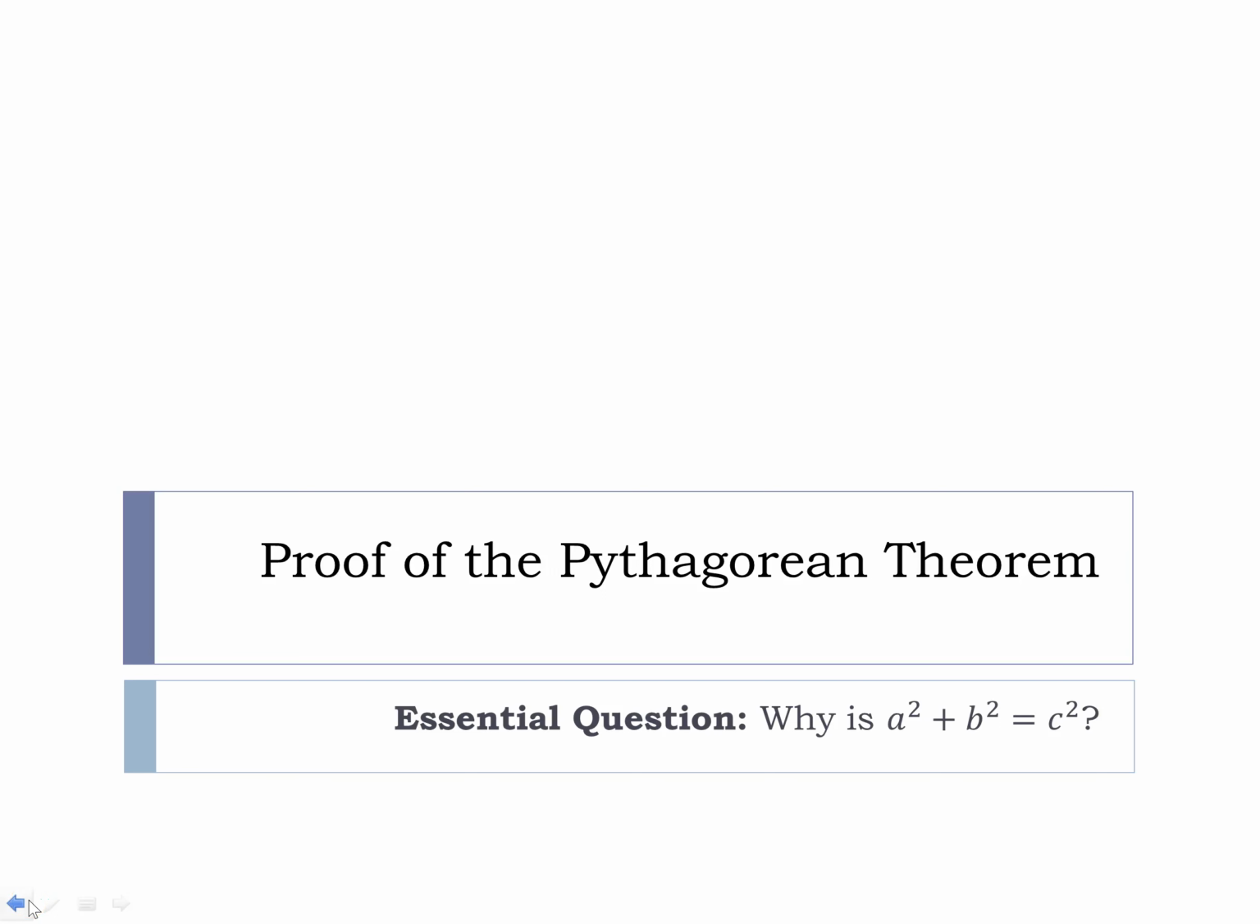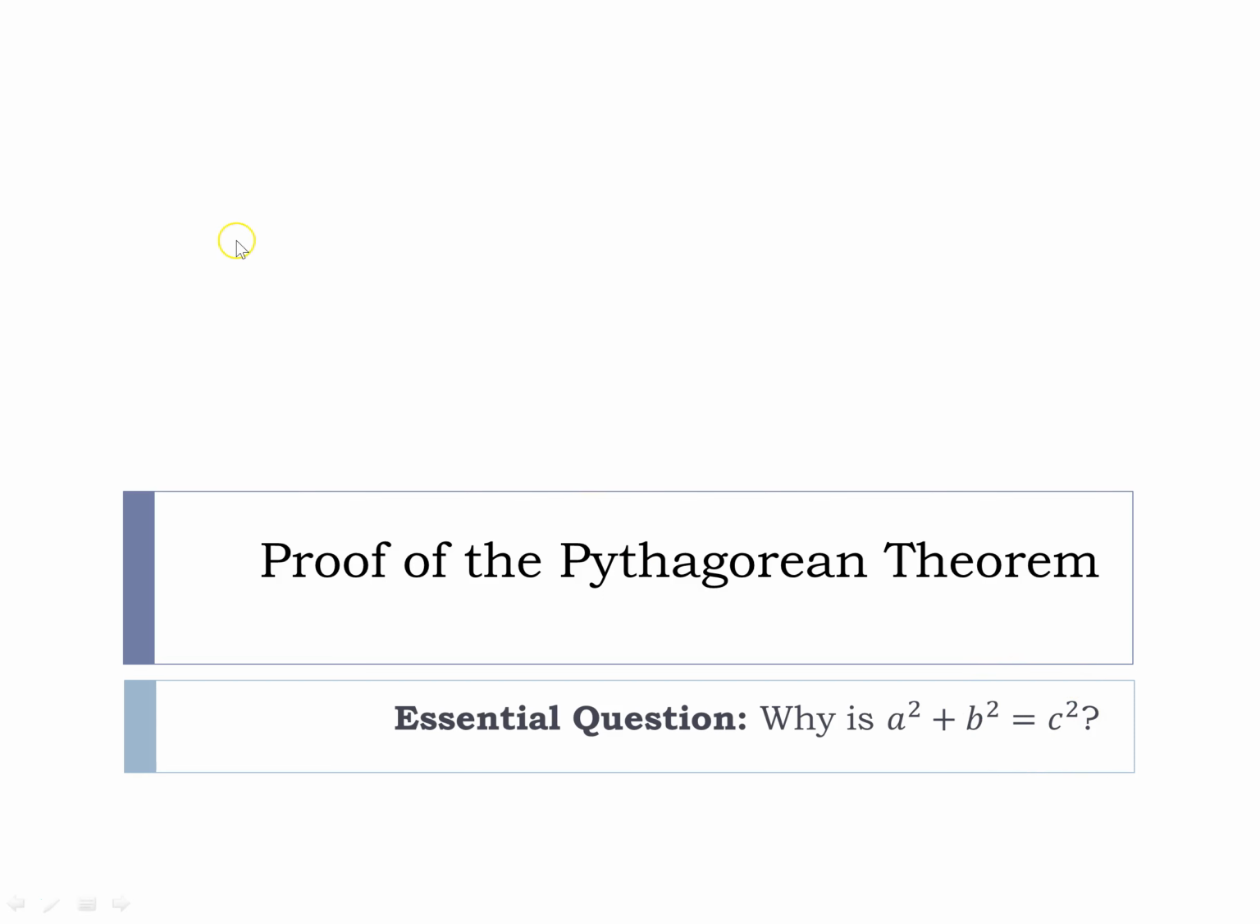All right, and here we are with chapter 5. We're going to go with the proof of the Pythagorean theorem. Really, what I'm looking at is to answer this essential question. The Pythagorean theorem is something that you have seen before, but I really want to address why a squared plus b squared equals c squared.